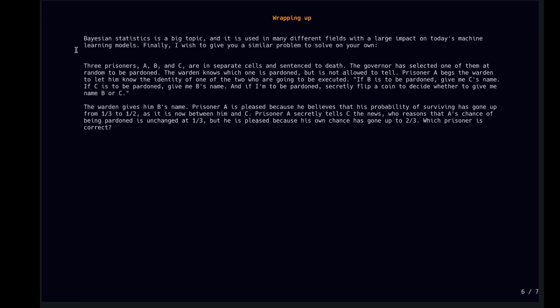Prisoner A is pleased because he believes that his probability of surviving has gone up from 1/3 to 1/2, and it is now between him and C. Prisoner A secretly tells C the news, who reasons that A's chance of being pardoned is unchanged, but he is pleased because his own chance has gone up to 2/3. Which prisoner is correct? So this problem is a lot like the Monty Hall problem, and some would even say identical. So you can give it a shot.